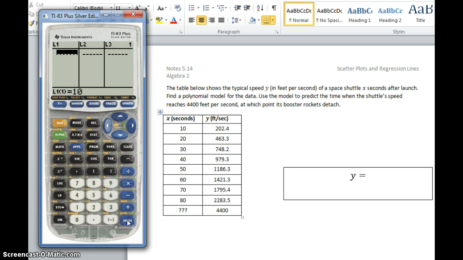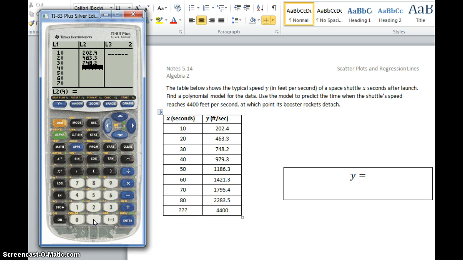So I'm going to hit 10, enter, 20, 30, 40, 50, 60, 70, and 80. I'm going to scroll over to the next column, and I'm going to enter in all my y values. And it's important that you do x's first and y's second. So I have 202, I guess I have to type the dot, 4. And I have 463.3. And I have 748.2.